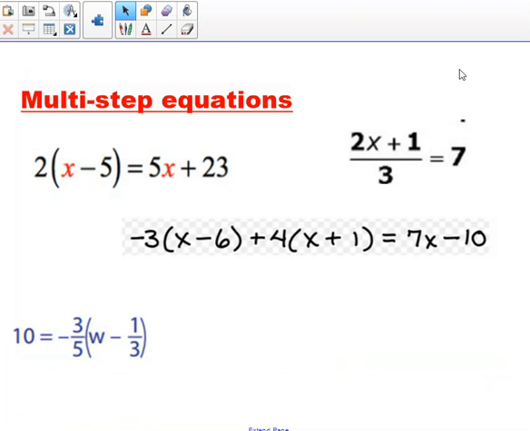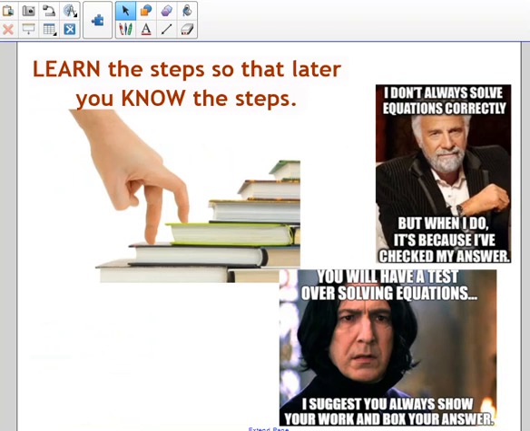Like I said, mental math is good. It's great to think about things mentally. But the challenge here for all of us is to make sure that we are understanding the process to solve equations, whether it's one step, two step, three step, whatever. So learn the steps so that later you know the steps. I am going to continually show you the work for these problems. On your paper, you should write those down. You should show your steps, because it will make your life easier as you go into future advanced classes. So that is the plan.